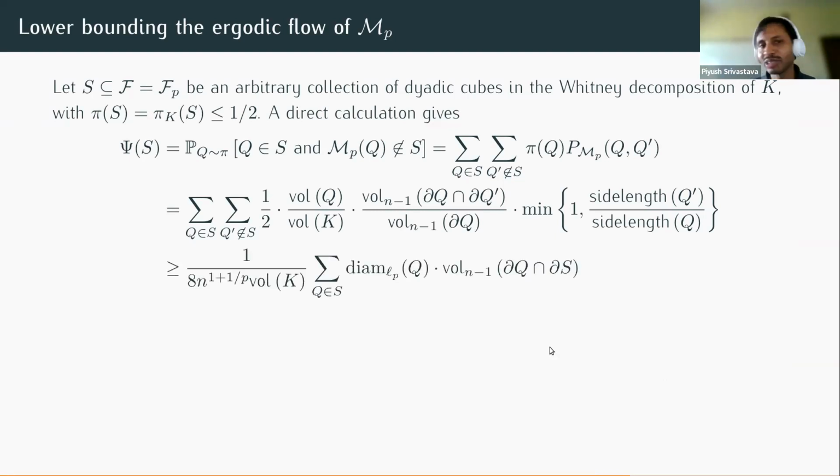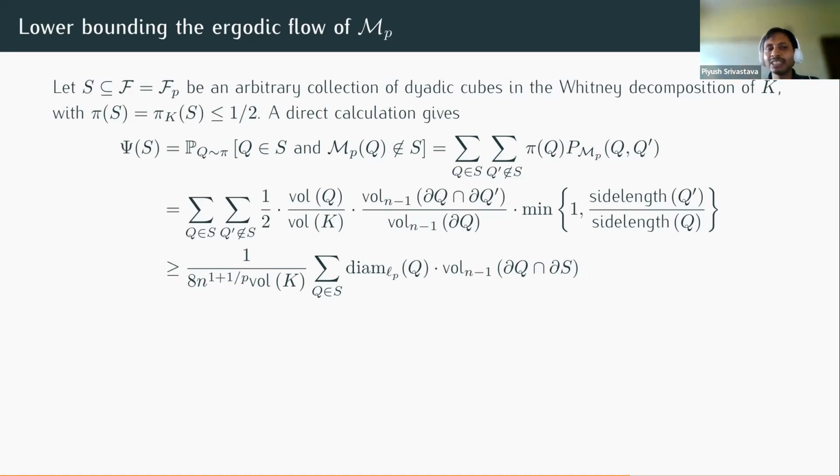It is not so hard to believe that basically the ergodic flow out of a set S. So what is a set S? S is some collection of cubes. It's some collection of dyadic cubes, where the total volume of those cubes is at most half. And the ergodic flow looks something like this. Up to polynomial factors, it looks like the surface area of, so you go over all the cubes in the body, and only those cubes in the body that actually are on the boundary of S, in the sense that one of their surfaces is also a surface of S.